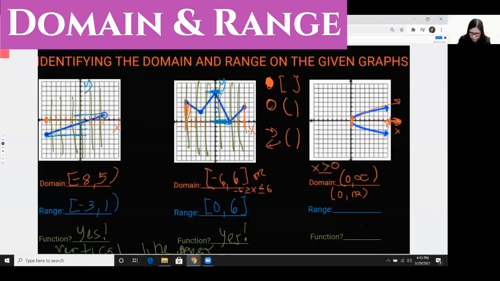Next, we're going to identify the range. For the range, we're focusing on the y-axis. Just imagine it's like the mouth of an alligator as it goes closer to the food that it wants to eat. The mouth is opening wide, so it is widening from bottom to top. That means all the positive and all the negative y values are included. So the range is negative infinity to positive infinity. Or you may write the answer as all negative real numbers and positive real numbers. Or you may also write y as any number from negative infinity to positive infinity.